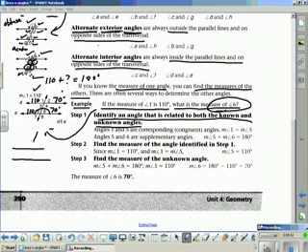Whenever you have two parallel lines cut with a transversal, remember that all the obtuse angles will be equal and the acute angles will be equal. So you're only going to have one measure that is obtuse and one measure that is acute. That's a good way to remember.